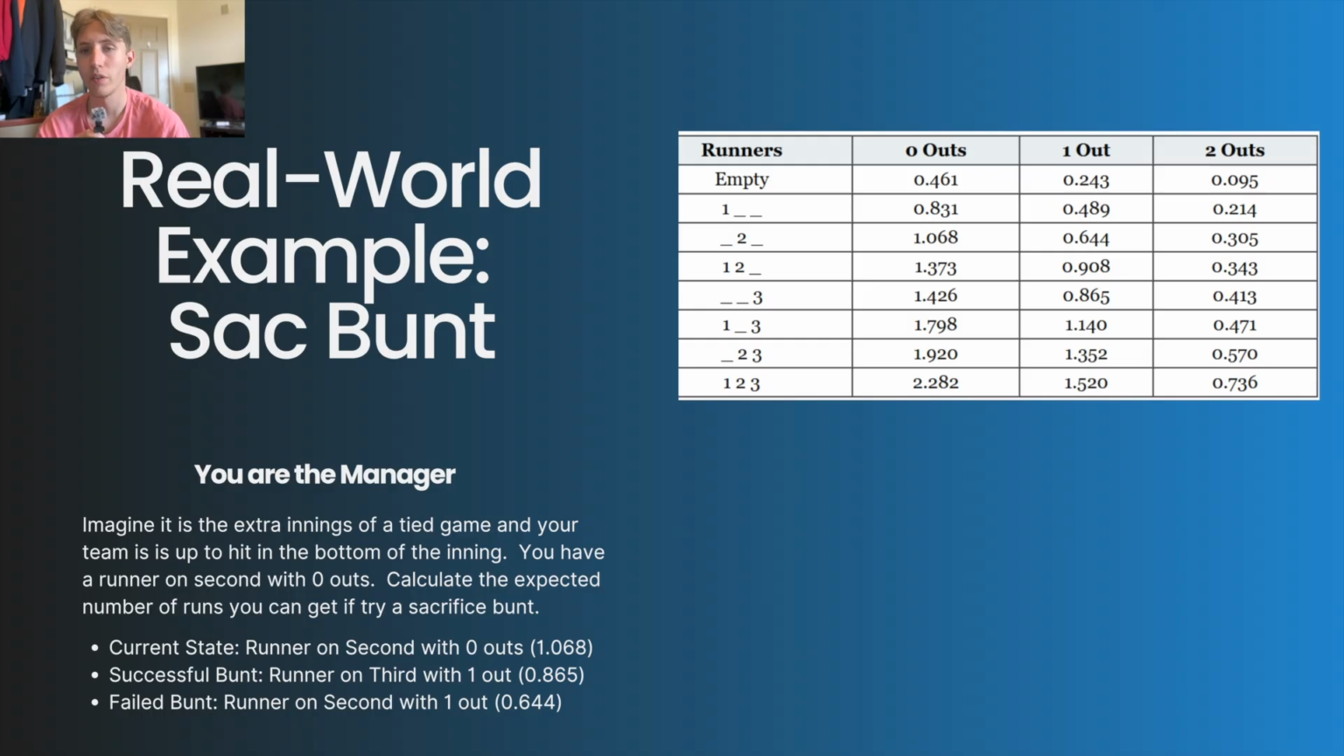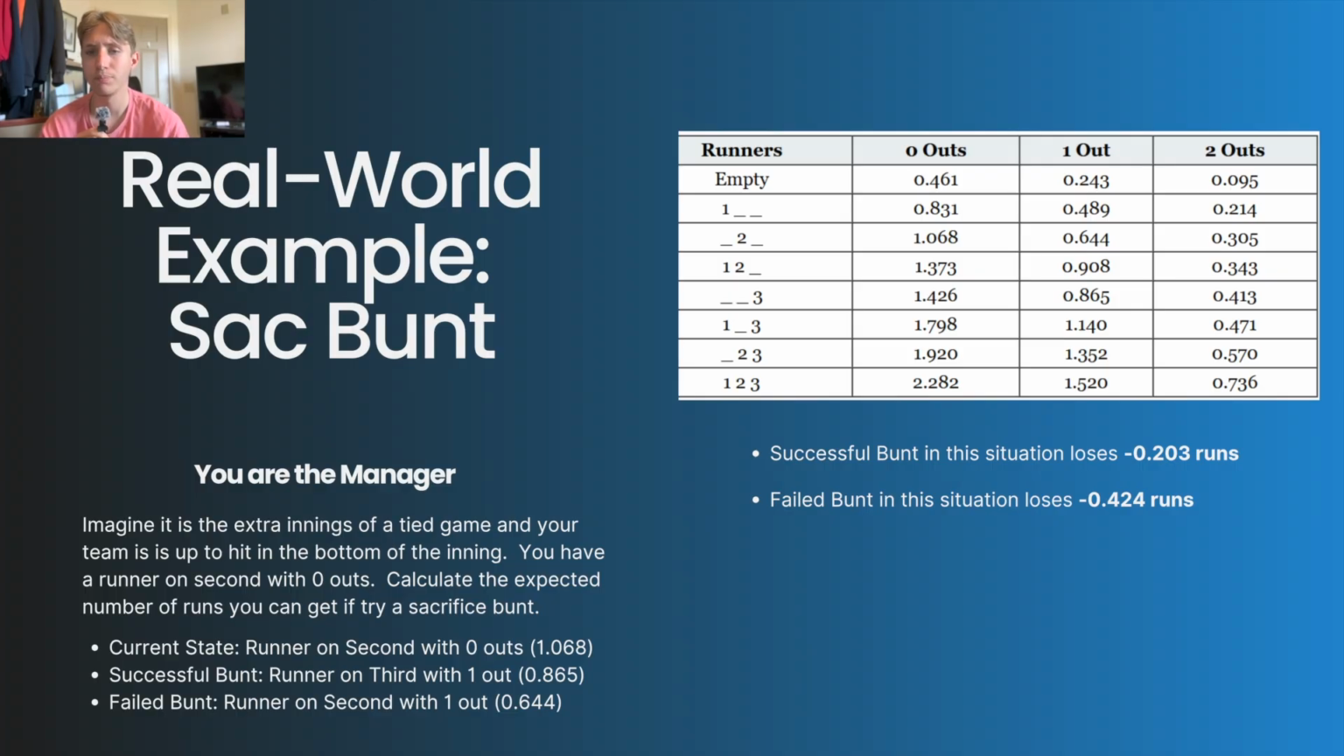If it works, you have a runner on third with 1 out, but the run expectancy actually drops to 0.87. That's a loss of about 0.2 runs. If the bunt fails, now you still have a runner on second, but 1 out, and the run expectancy drops to 0.64. That's a steeper loss. So you're probably wondering why teams decide to bunt at all.